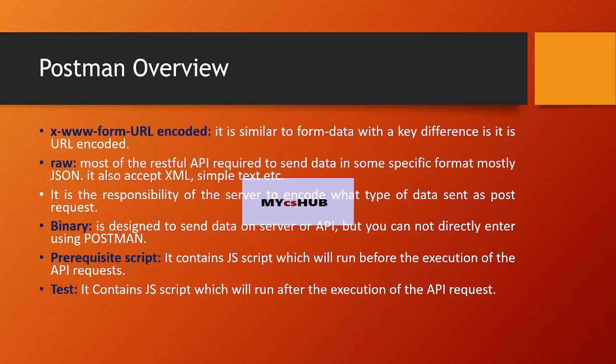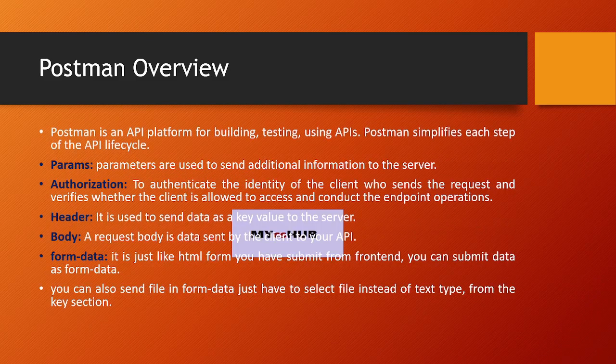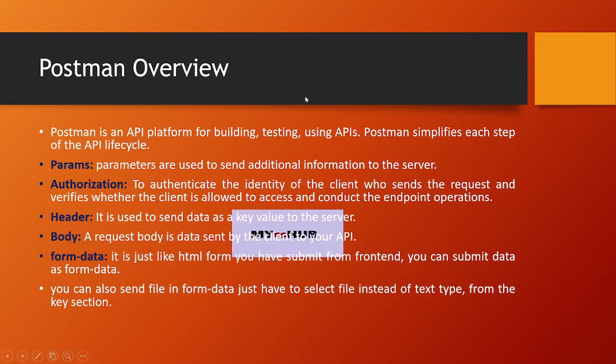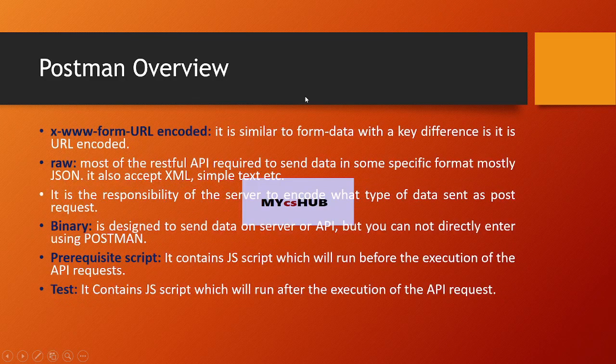Thereafter, we have the pre-request script. It contains some JS script which will run before the execution of the API request. Let's say you are going to automate some API with the help of JavaScript and you want some script to run before the execution of any API request. In that case, you have to write a script, or we also have some predefined scripts available in this pre-request script section. You can select those scripts, and they will run before execution of the API request.